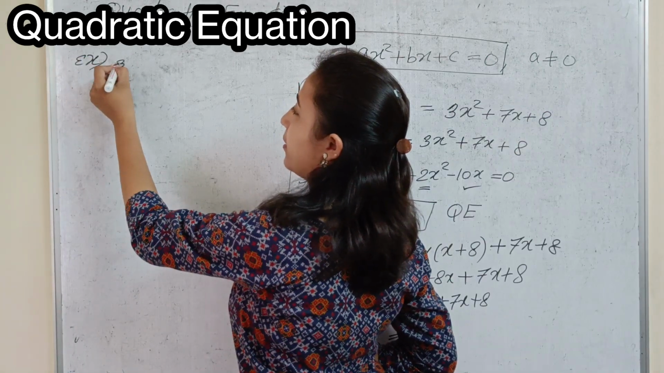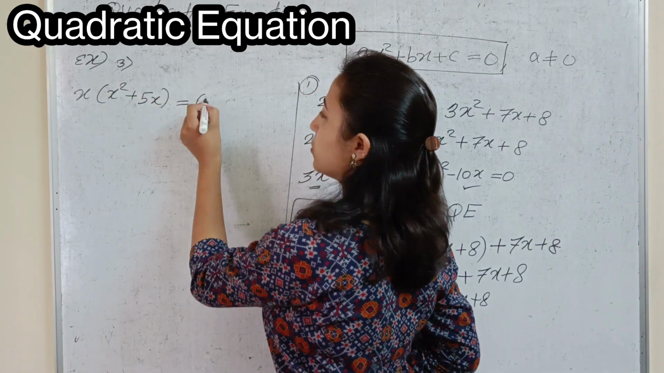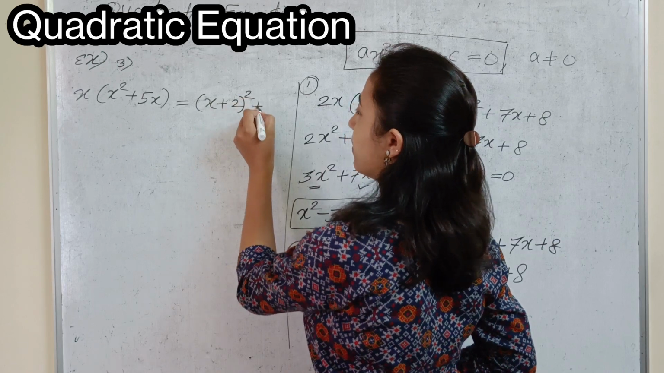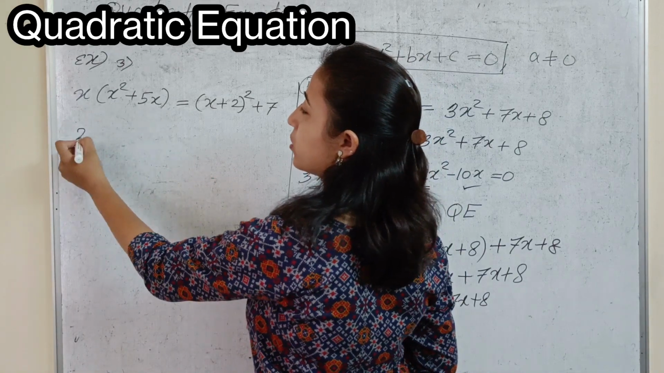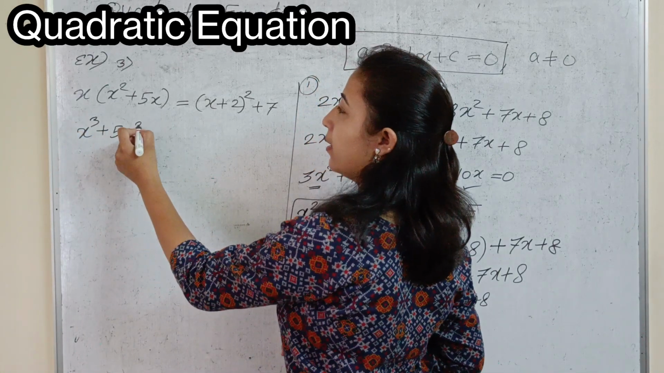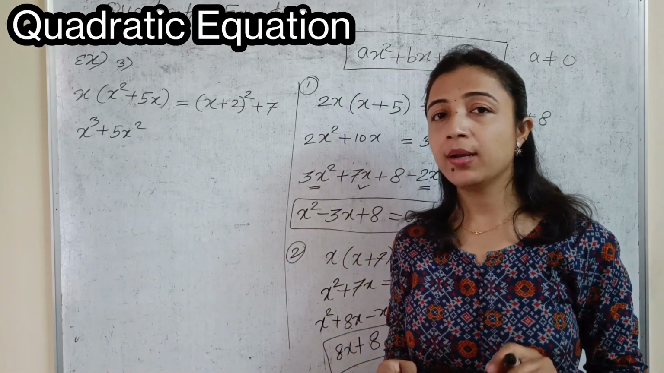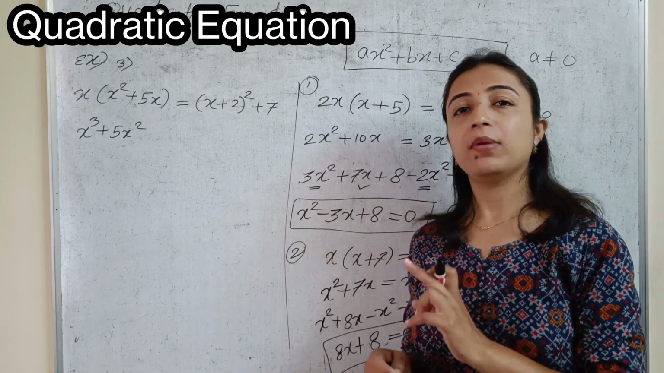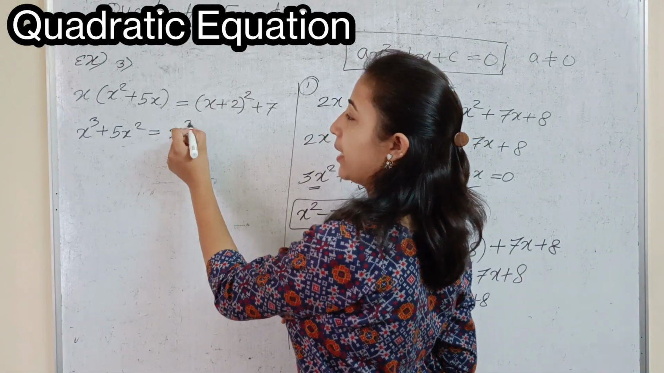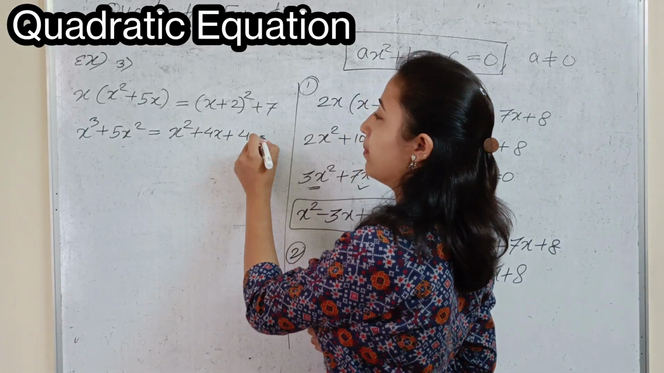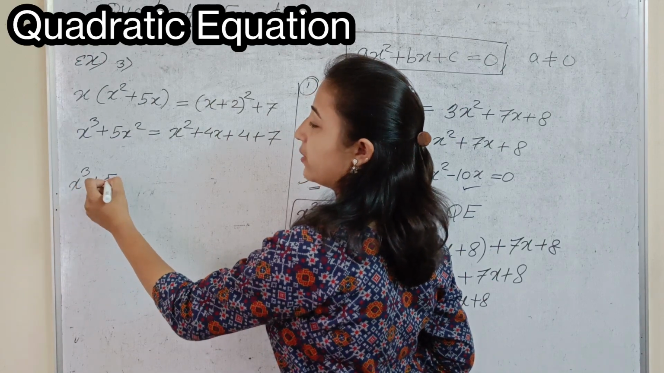Another example: let's suppose we are given x(x square plus 5x) equals (x plus 2) whole square plus 7. Now when we simplify, the bracket term has to be opened, so it is x cube plus 5x square. And here the formula of (a plus b) whole square has to be applied. What is the formula of (a plus b) whole square? It is a square plus 2ab plus b square. Using this formula and opening this bracket, it becomes x square plus 4x plus 4, plus 7. The whole term is shifted to the left hand side. So here x cube is already there, and 5x square.